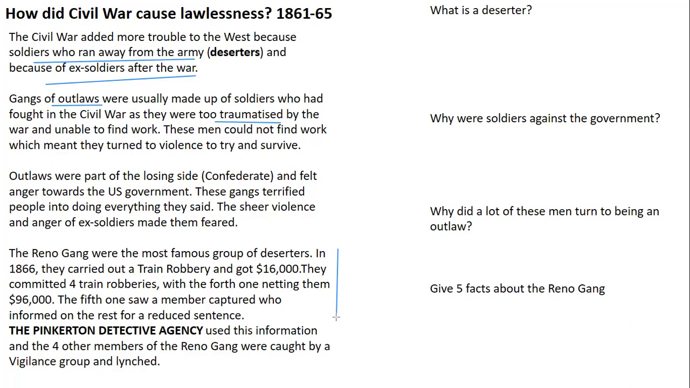The Pinkerton Detective Agency used the information. They were a group that was set up to be able to basically install more impactful law and order, and they actually found the majority of the Reno Gang. However, it does say this: the 4 other members of the Reno Gang were caught by a vigilance committee and lynched. So it still shows that there were some significant gaps and significant problems with how law and order was dealt with.